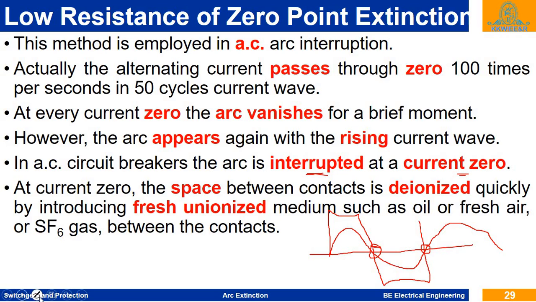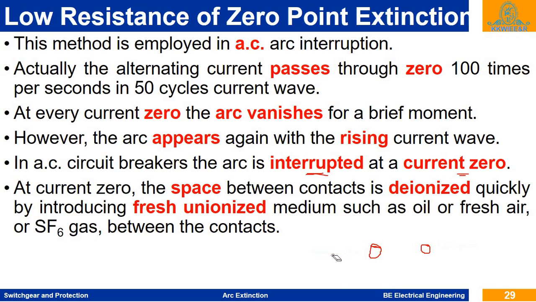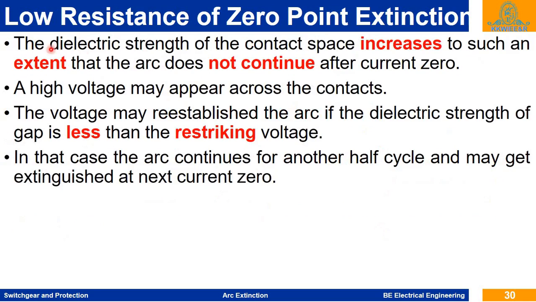At this current zero, the space between the contacts is deionized, and quickly, by introducing a fresh unionized medium such as oil, fresh air or SF6 gas between the contacts. In this way, for an AC supply system, the arc vanishes 100 times in a second at the current zero. So the dielectric strength of the contact space increases to such an extent that the current does not continue after current zero.